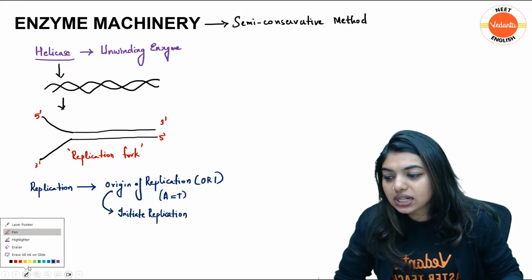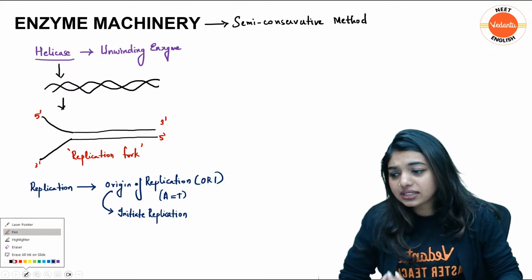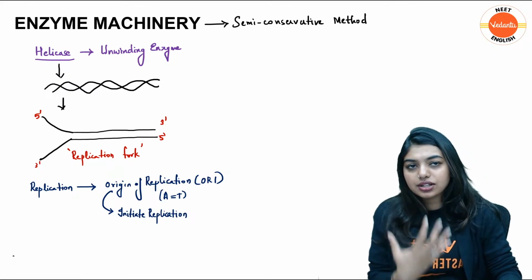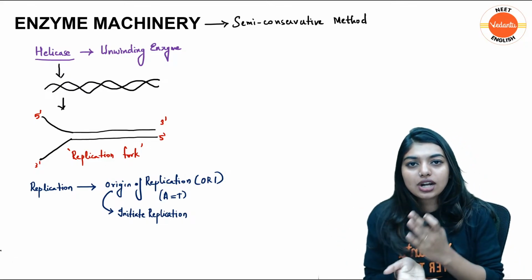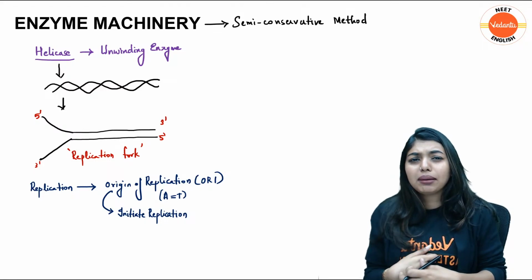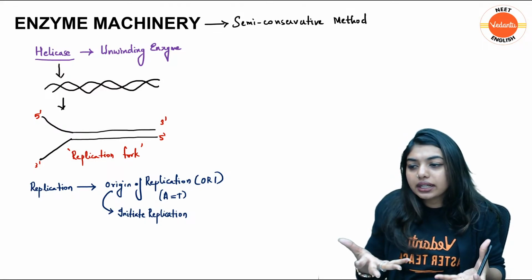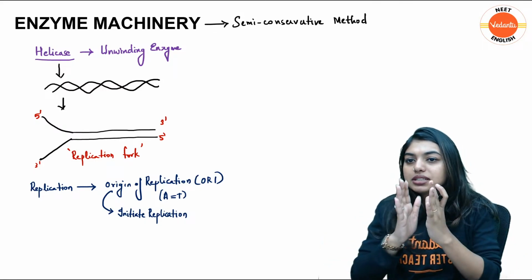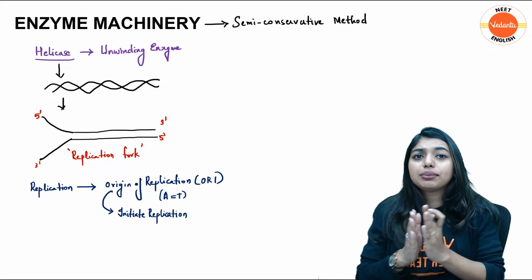Now we need to form the next strand. Okay ma'am, you have separated it, and you told me it is going to start at the origin of replication in the AT site because the bonds are easy to break. But ma'am, how will you form the daughter DNA now that you have separated the strand? The template copy is ready, now we need to make the daughters, right?